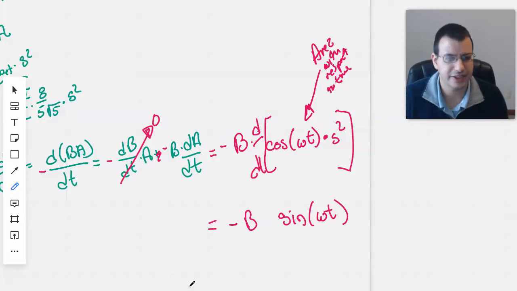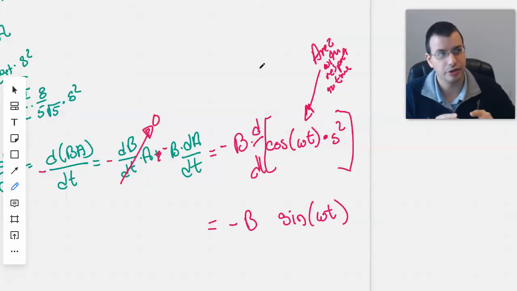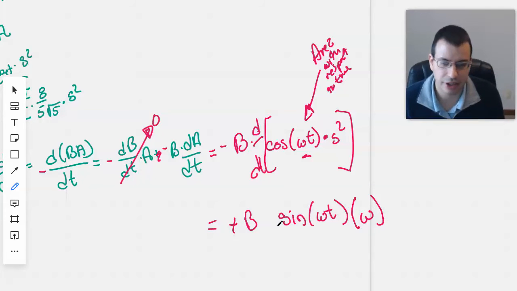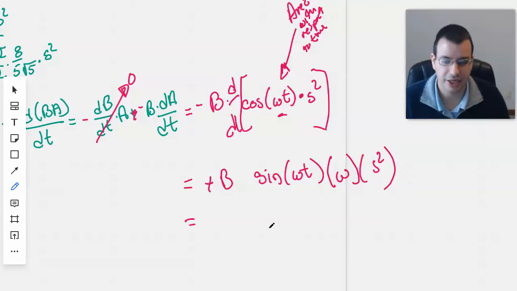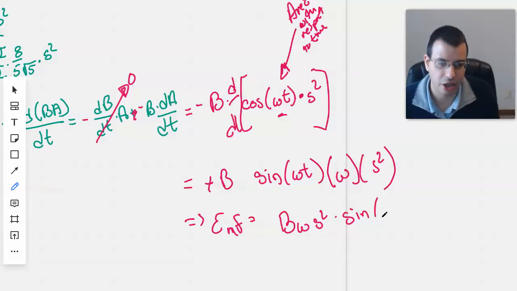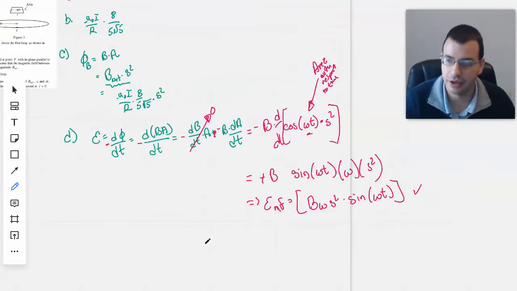No, I think it's negative sine, because the derivative of sine is positive cosine, and the derivative of cosine is negative. Then we need to do the chain rule, basically take the derivative of the inside, and two negatives, and then we have an s squared. So we are left with a total induced electromotive force equals B omega s squared times sine omega t. And that will be the induced EMF.